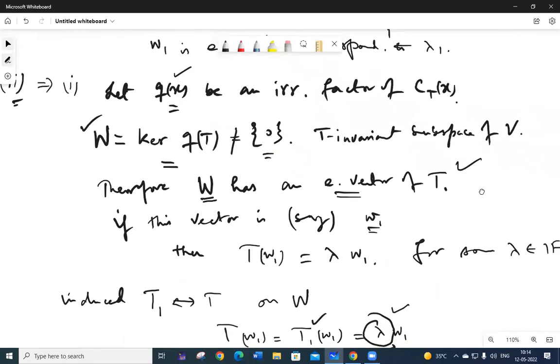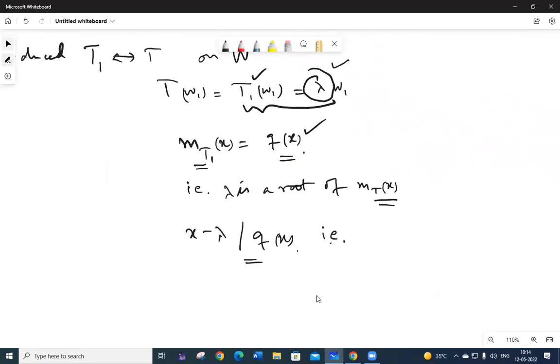Is that okay? This leaves that QX is none other than, if we just assume that this is an irreducible factor, x minus lambda. If x minus lambda divides QX, QX is an irreducible factor, then certainly QX has to be x minus lambda. And this is our goal. All right. So 2 implies 1 is over.